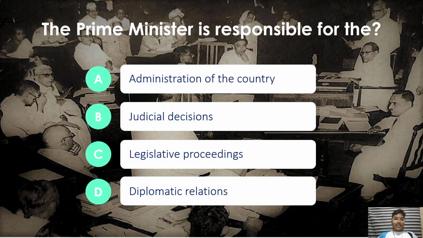Now the next question is: the Prime Minister is responsible for the option A administration of the country, option B judicial decisions, option C legislative proceedings, and option D diplomatic relations. The answer is option A, administration of the country.